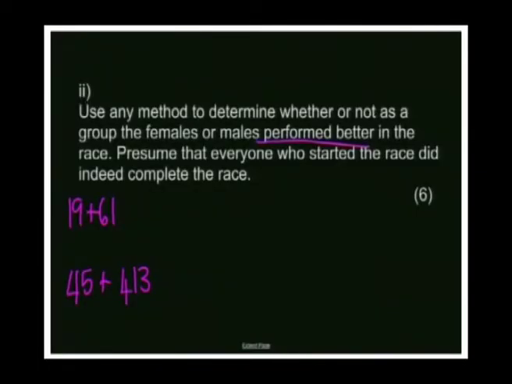So first of all, let us find a total amount of females who entered and a total amount of males that entered. And obviously, if we want to see who performed better, I think that we should find out what percentage of the group came under 2 hours and what percentage came over 2 hours. If we have a larger percentage of females finishing under 2 hours, we can say that the females did better. If we have a larger percentage of males finishing under 2 hours, we can say that they did better. So let's have a look.